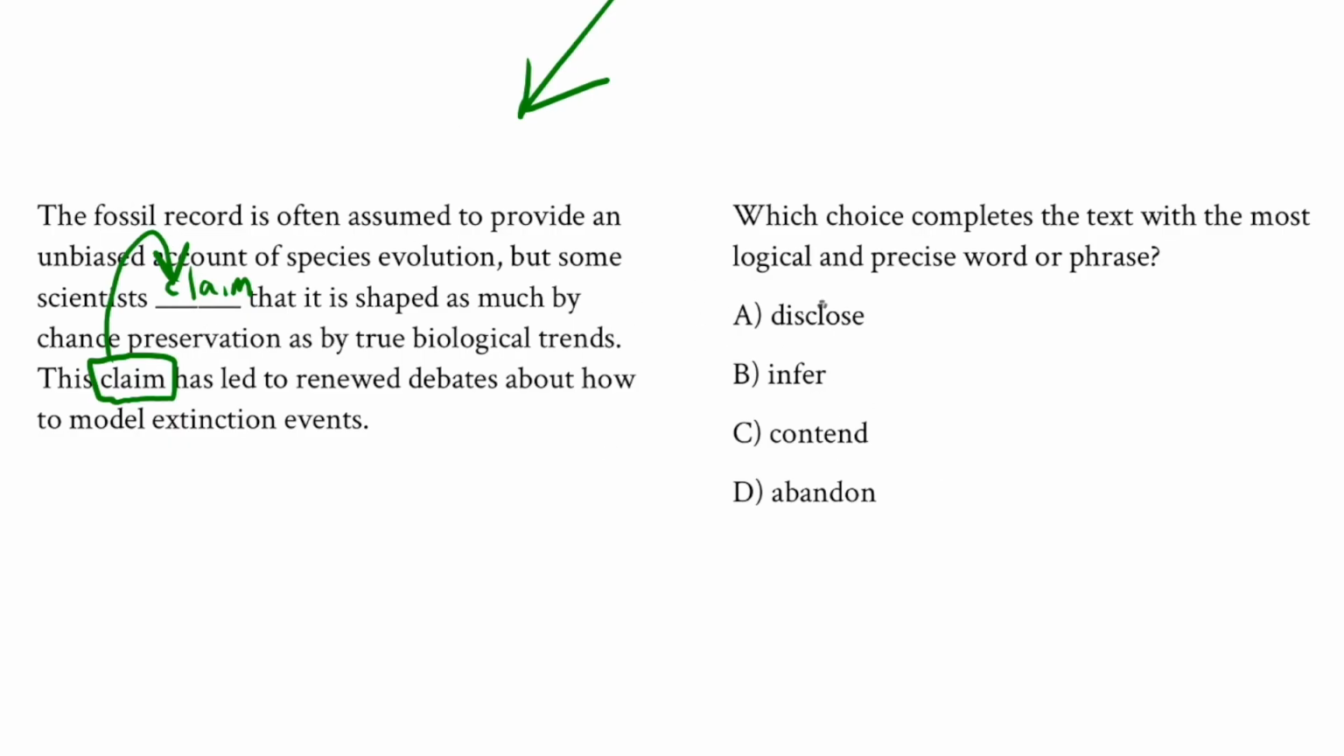And so disclose, not the same thing as claim. To disclose is to reveal. To infer, that's to draw an inference, like a conclusion. That doesn't work either. Contend, yes, because a contention is like an argument, a claim, an idea that is put forth that is perhaps debatable. That's exactly what we want here. And so that's going to be our answer. Abandon, I don't think that would even be grammatical here. Abandon that. But contend is going to be the correct answer here.